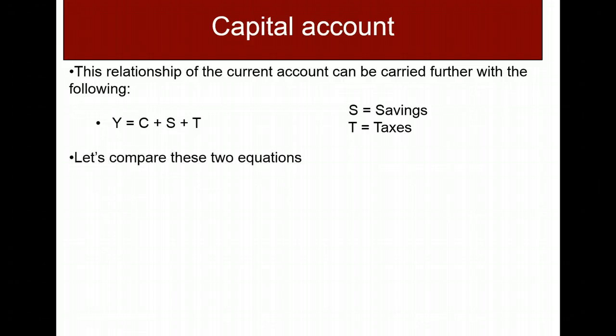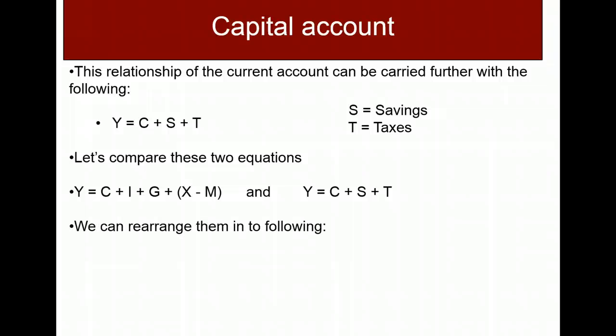Now, let's compare these two equations. Over on the left-hand side, we've got income equals spending, and over here we have income equals spending, including the savings and taxes. And so what we can do is rearrange this and set them equal to each other, because as you can see, they're both equal to income.